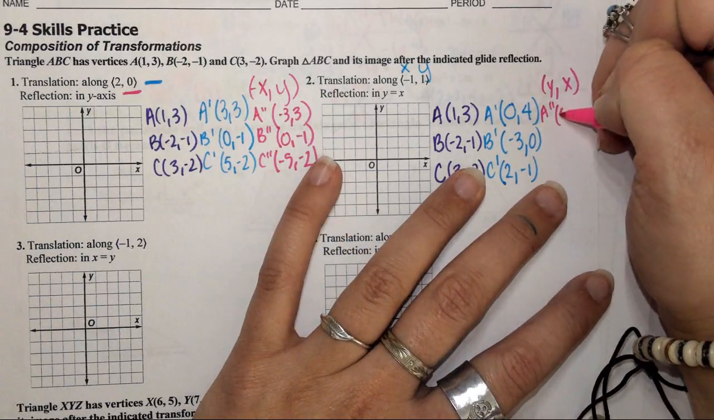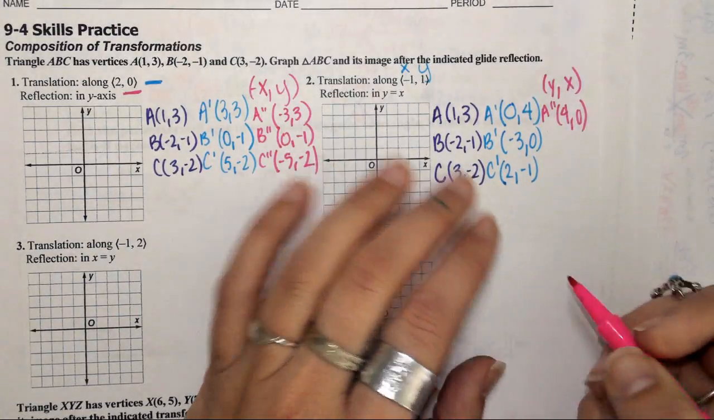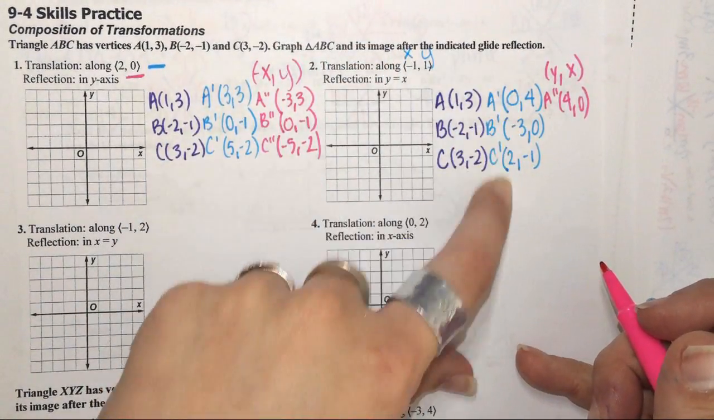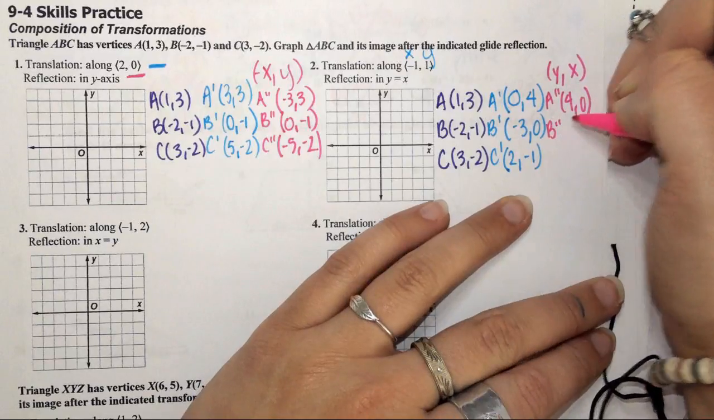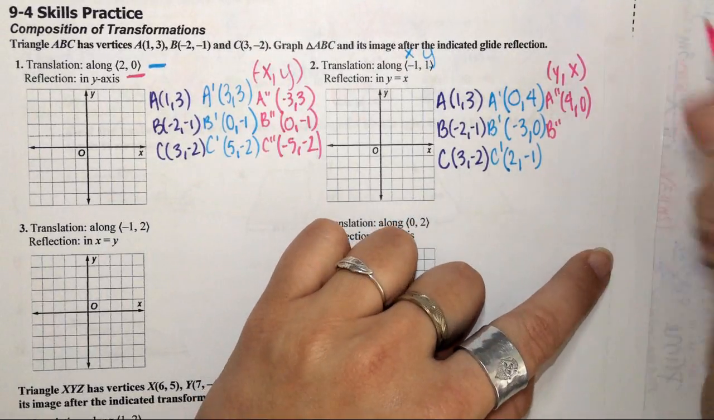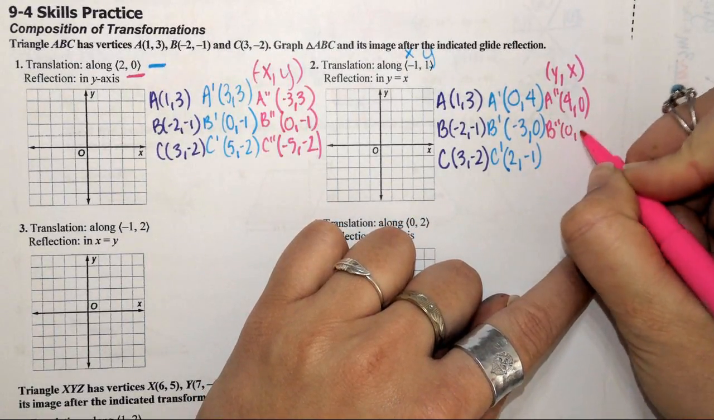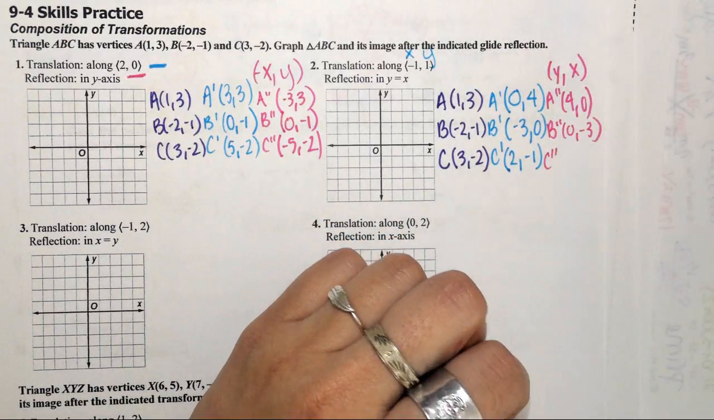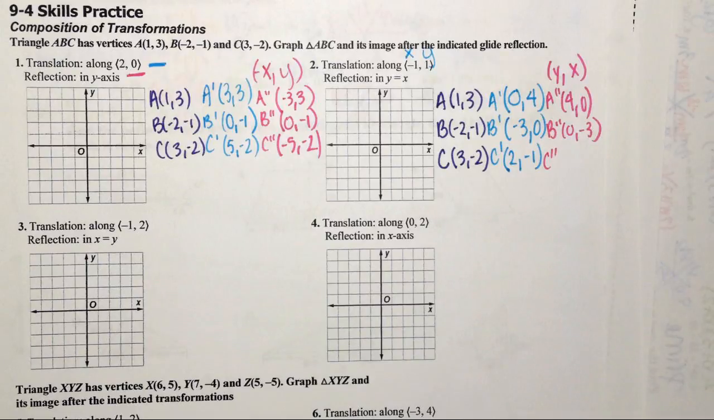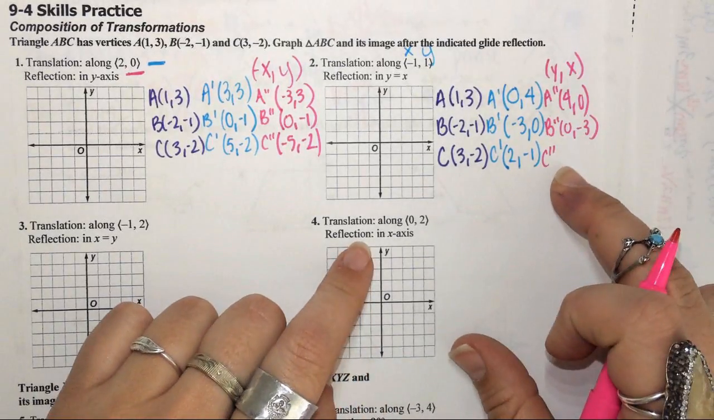We switch them so you get 4, 0. And we're translating or reflecting from our middle column. All right, Hunter, tell me my B double prime. Good. Both of you get a point. Jeremiah, tell me my C double prime. Last one.